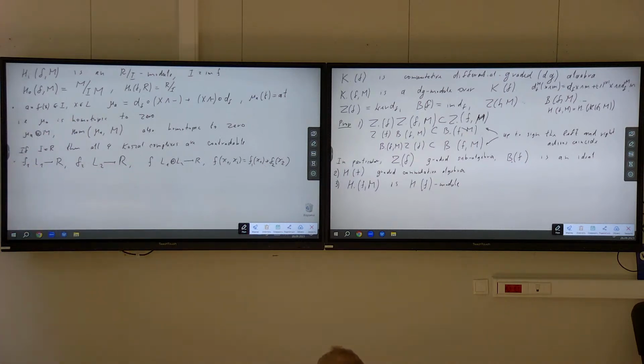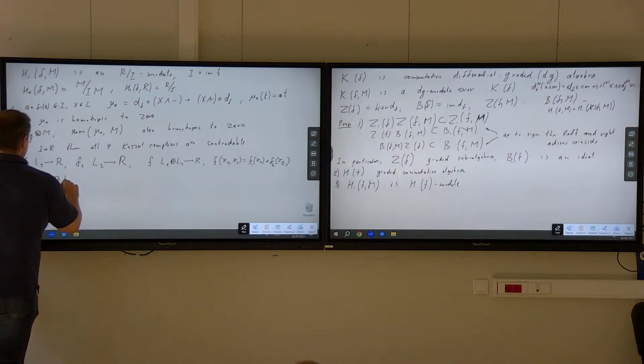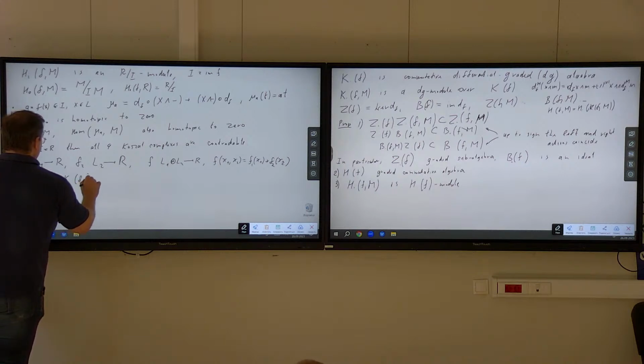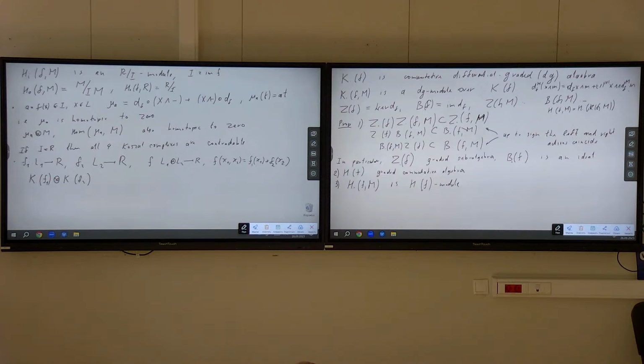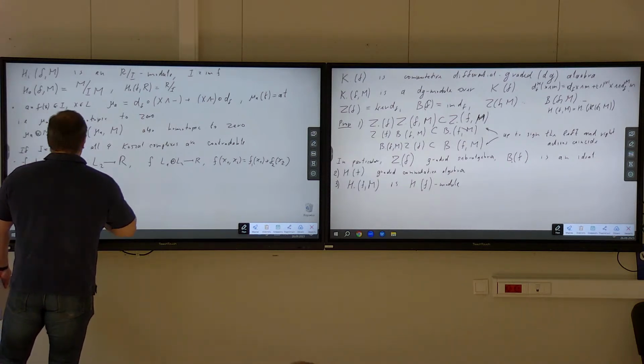Okay. So this we can do, and then the claim is that if you take the Koszul complex for the F1, take a Koszul complex for the F2, take the tensor product of these two Koszul complexes, you get a complex which is isomorphic as a complex to the Koszul complex for the sum.